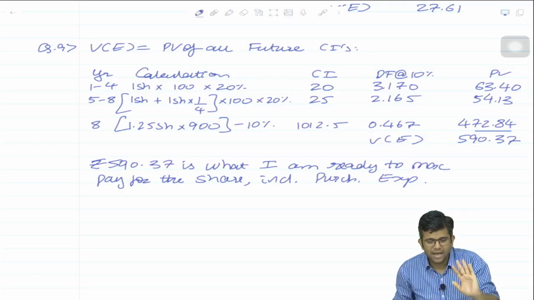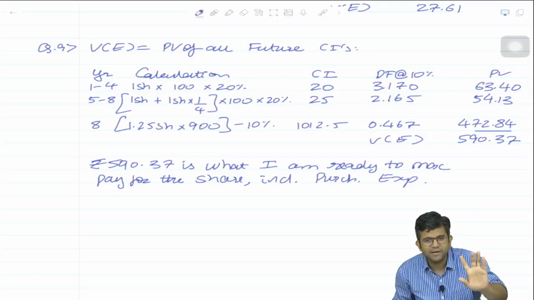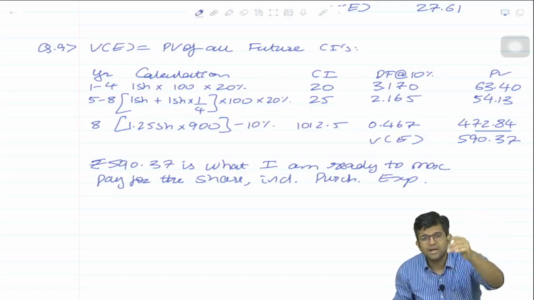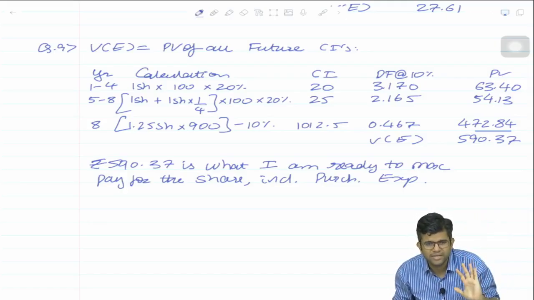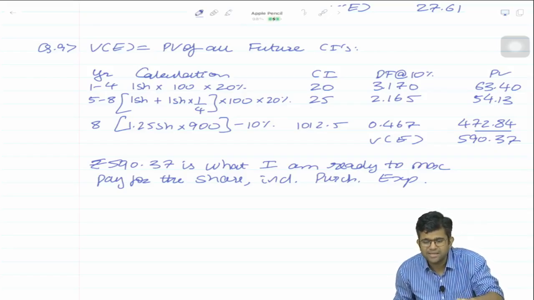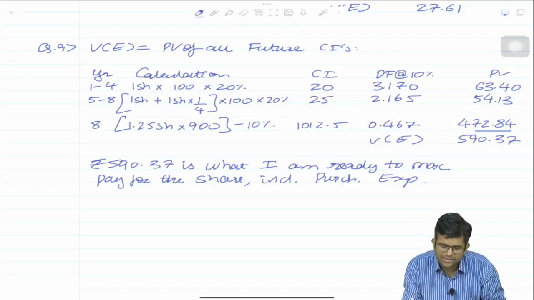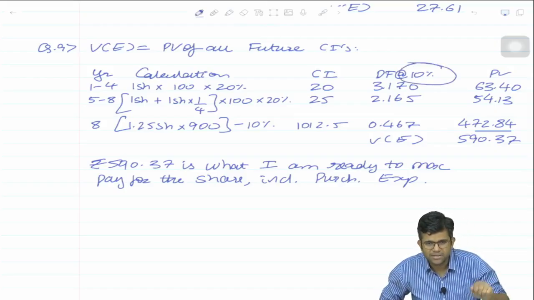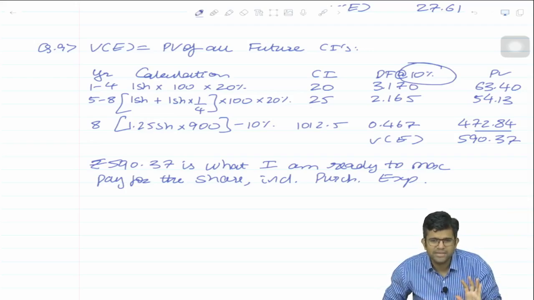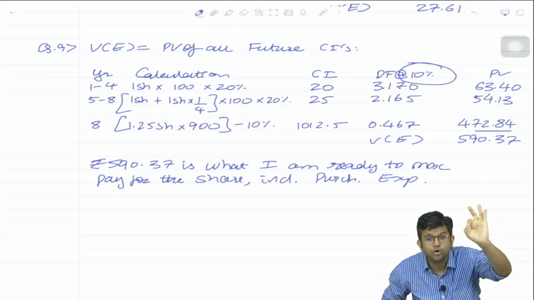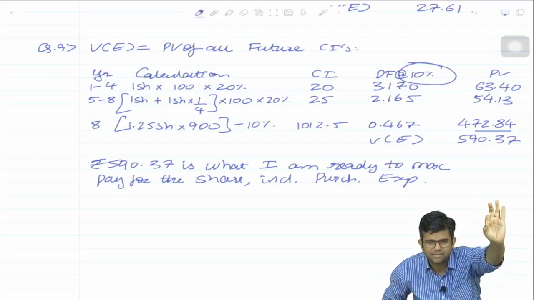Because I am saying I am ready to max pay 590. Now when I am saying I am ready to max pay 590, I will not pay a single rupee above 590 for whatever reason. Everyone clear? This is the max I will pay. Because the moment I pay anything above 590, can I say I will not then get my required return of 10%. If I want 10% return, then the max I am willing to pay is the present value, that is 590.37. Including any expense, total, you are understanding, max.